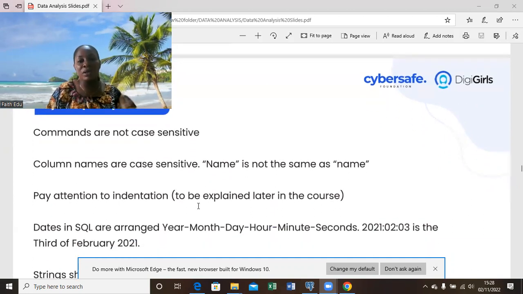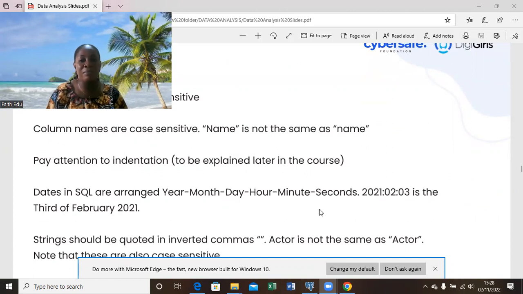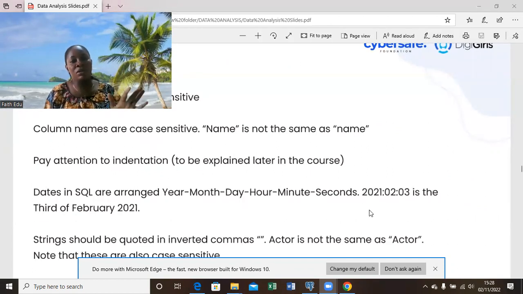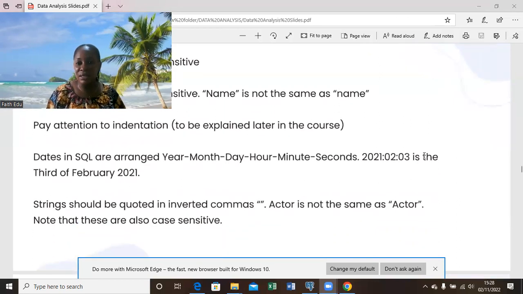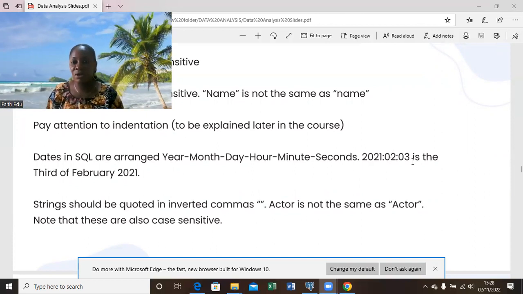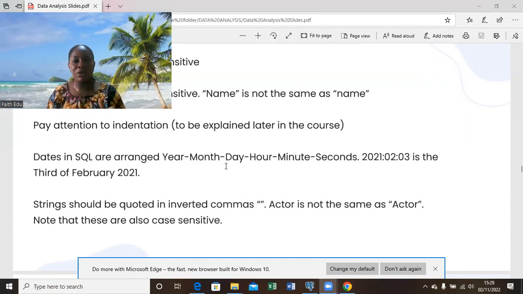Now, pay attention to indentation. We are going to be talking about indentation later. Dates in SQL are arranged in year, month, day, hour, minute, seconds. So it's arranged in a descending order. Take note of that. For instance, this signifies 2021 is the year, the month is 02, February, the day is 03, that is the 3rd day of the month. So this is the 3rd of February 2021. Let's say there was time attached to this, the time will now follow the normal hour, minute, second.